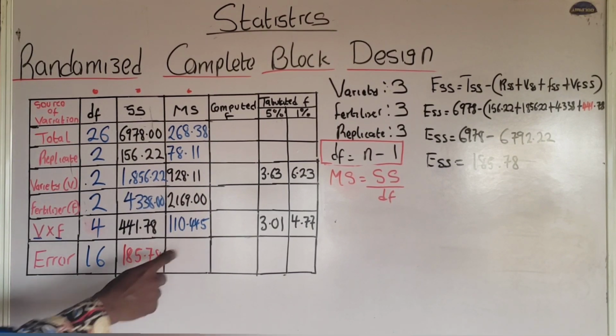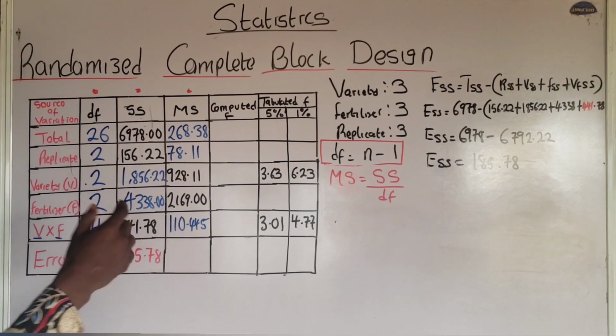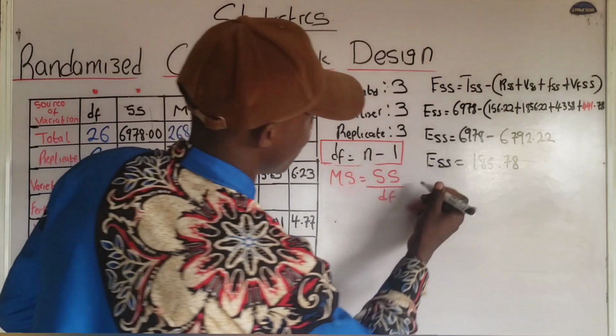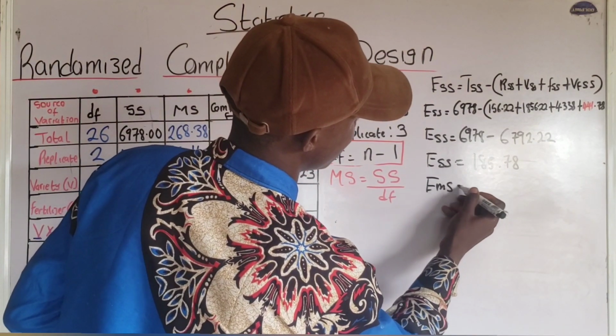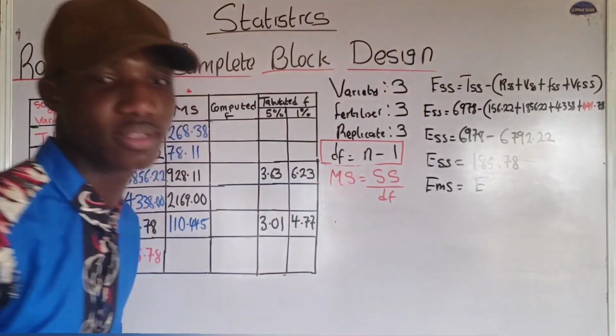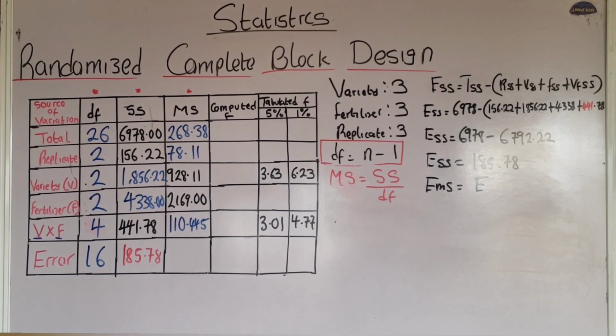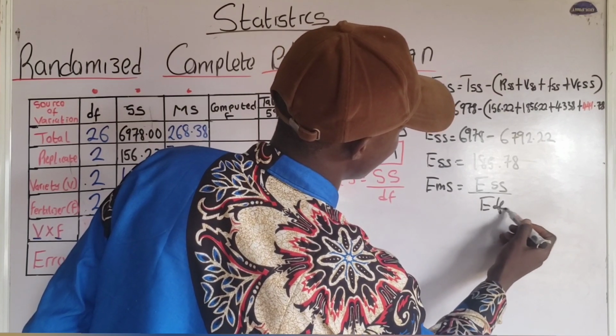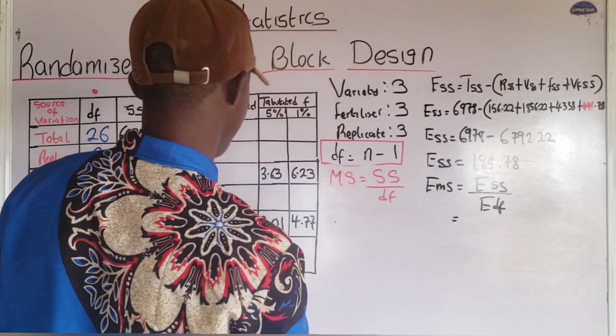Okay, so now let's get the value for these cells, that is error mean squared. You understand? Error mean squared is equal to error sum of squared. Please pay attention, okay? Error mean squared is equal to error sum of squared all over the error degree of freedom. You understand? So error sum of squared is what?